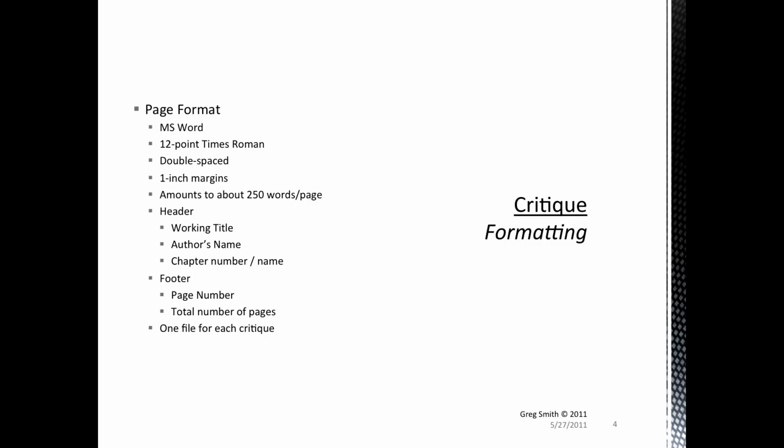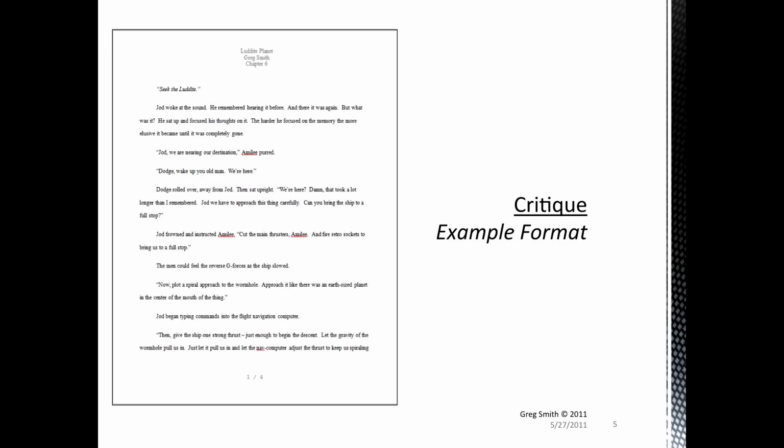A couple of things happen. One is that the critique partners get confused as to which version of the manuscript they're supposed to be using. Another thing that happens is that the author may say, check out pages 51 through 63, and then it's up to the critique partner to figure out how to print only those pages. What we recommend is that you create one file for each critique.